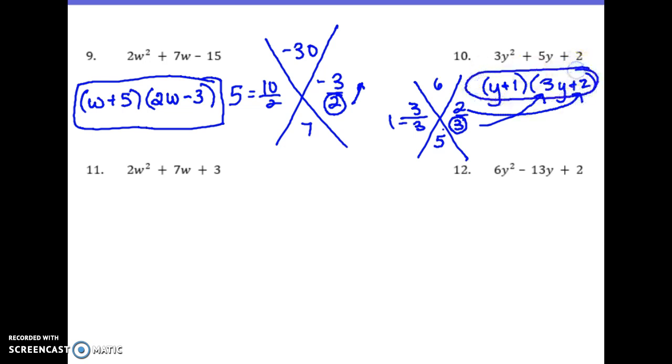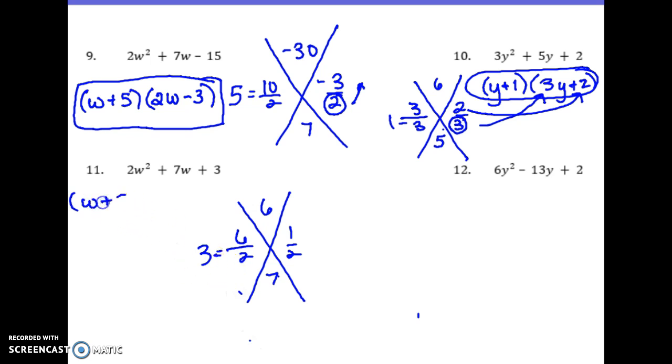And again, with all of these, the first thing we do is factor out the greatest common factor or a leading negative. So far, in all of our examples, we haven't had any greatest common factors. If I look at 2, 7, and 3, 1 is the greatest common factor. So we're actually going to do it like this. We've got a 6 and a 7. We can multiply 6 times 1 and then divide by the leading coefficient. We get 3. So this becomes w plus 3, and that's going to be times 2w plus 1. That's going to be our factored form right there.